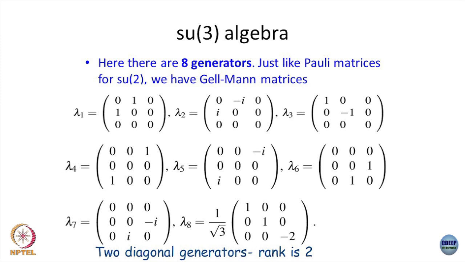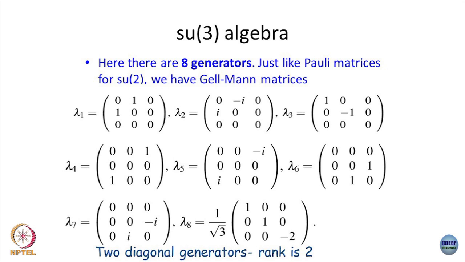So, these are the 8 generators of SU3 and 2 of them are diagonal. So, any state you want to write belonging to the SU3 rep will be a simultaneous eigenstate of lambda 3 and lambda 8, you all agree.